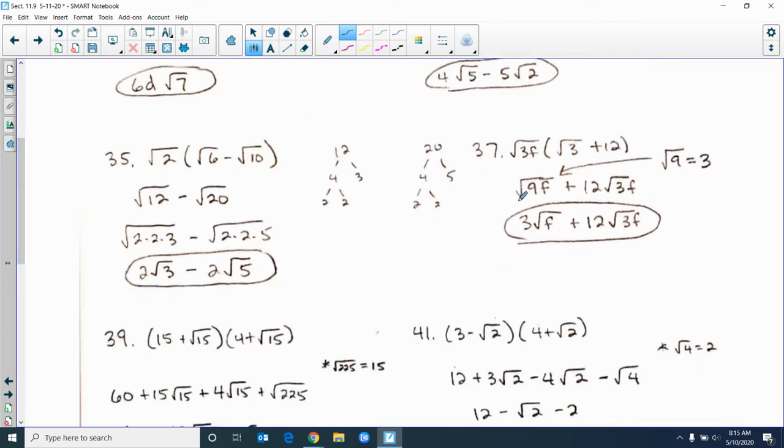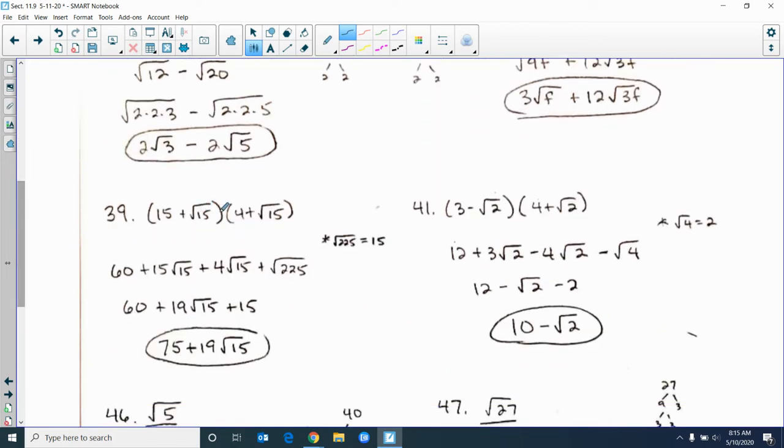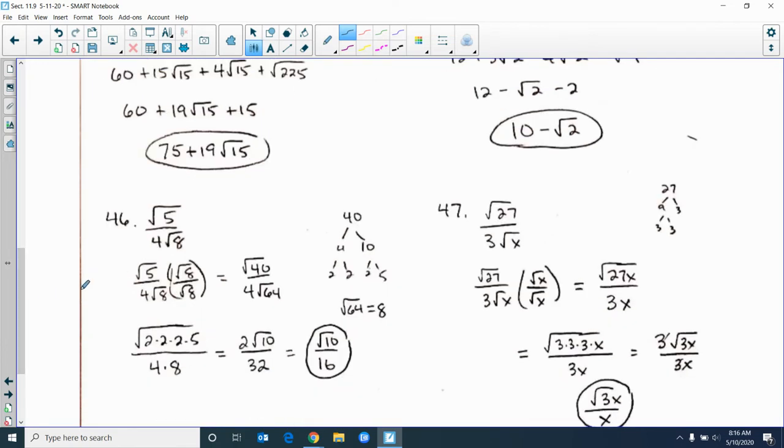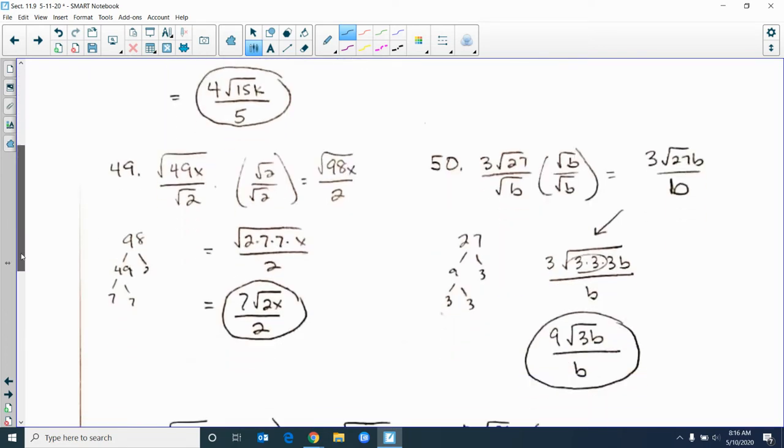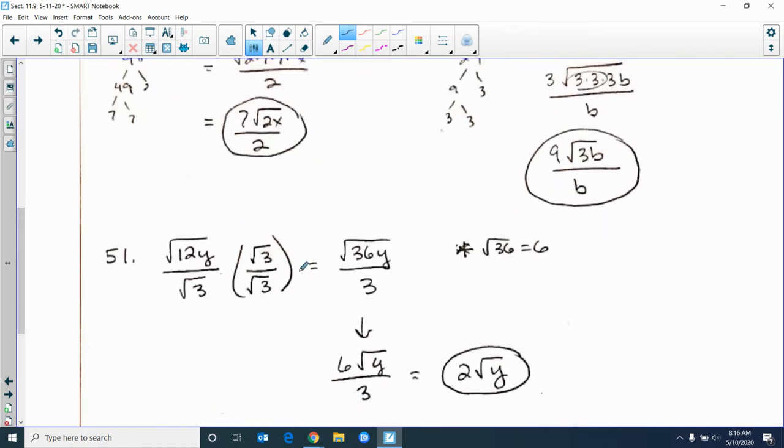You got some multiplying here as well. Don't forget, these are foiling problems for 39 and 41. And then when we get to 46 through 51, those are the ones that have the dividing here. So make sure you can go through these answers and they make sense. We'll continue to review these in today's conference. And then here's 51 as well. You got one where you got a 6 divided by 3, which reduces to 2. So a lot of different problems here going on.